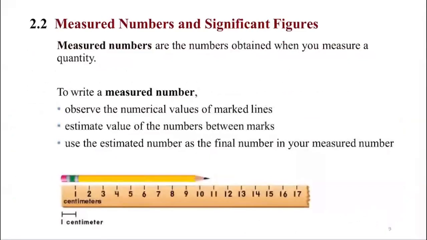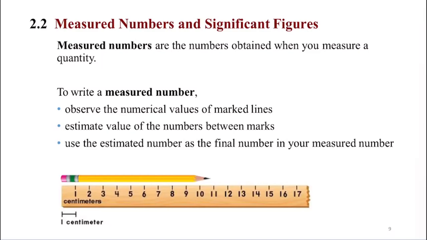So when it comes to measurements, understand that we are going to define what a measured number is. And possibly some of you already know how to do measurements, okay? Specifically of length and volume. But here I'm going to explain how we obtain measured numbers and what significant figures are. Let's get started with defining what a measured number is. Measured numbers are the ones, again, that is very logical, that are obtained when you measure a quantity.